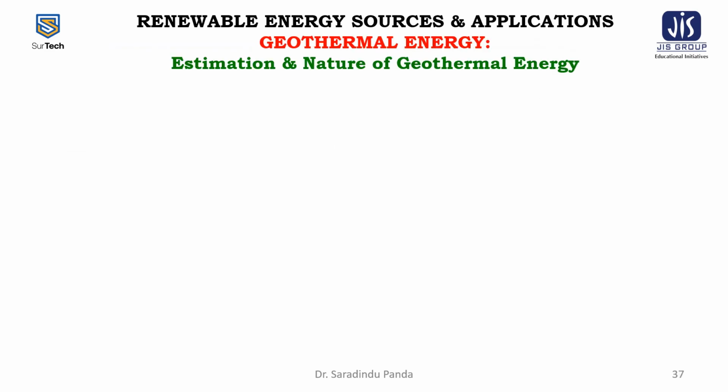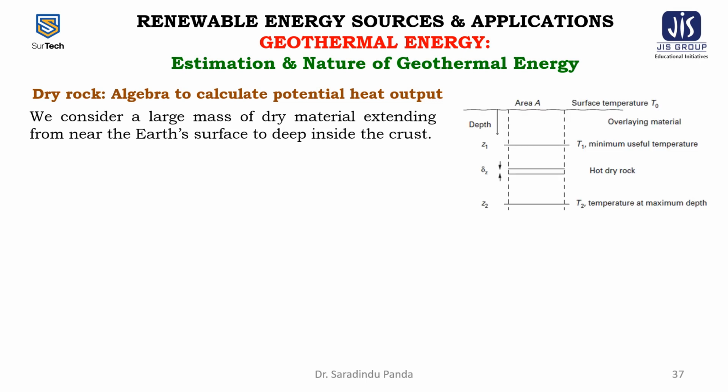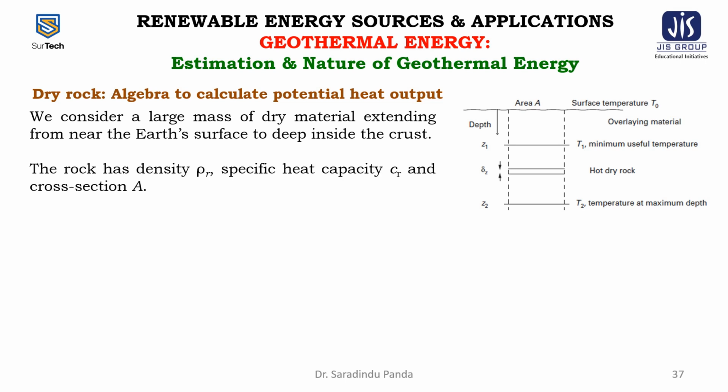Now the estimation and nature of the geothermal energy. The dry rock algebra to calculate the potential heat output. We consider a large mass of the dry material extending from near the Earth's surface to deep inside the crust. The rock has density ρr, specific heat capacity Cr, and the cross section is A. This is the area A. This is the depth, this is Z1. This is the small deviation delta Z, and this is Z2.